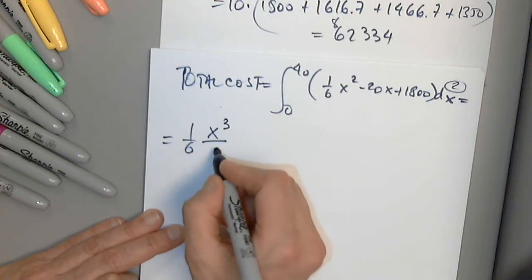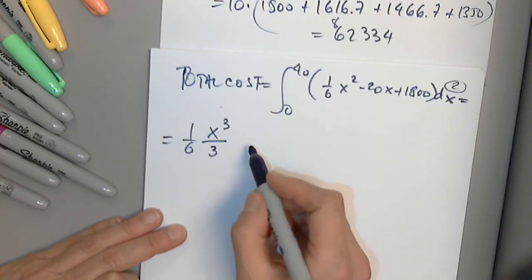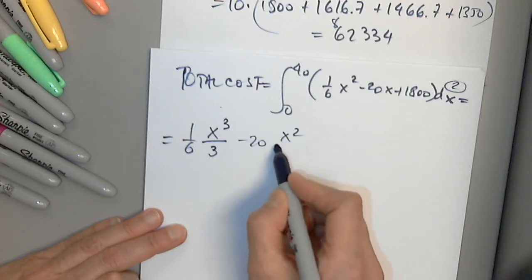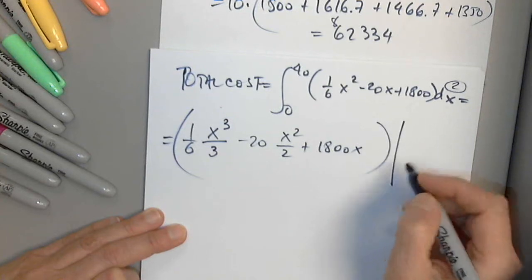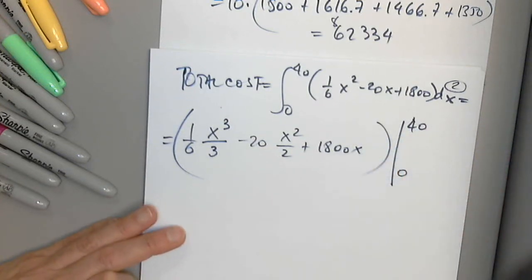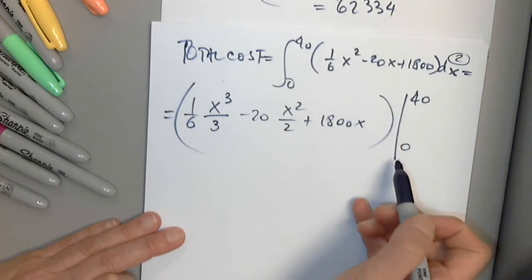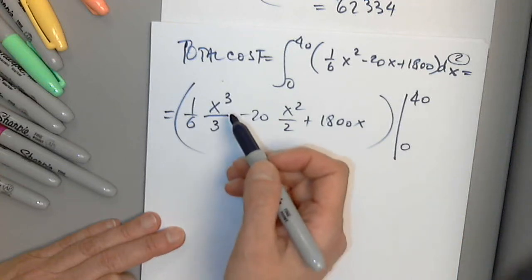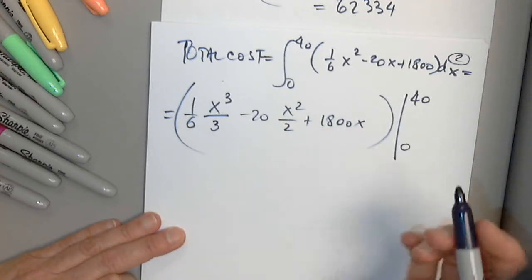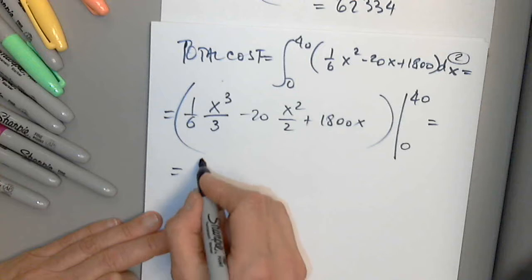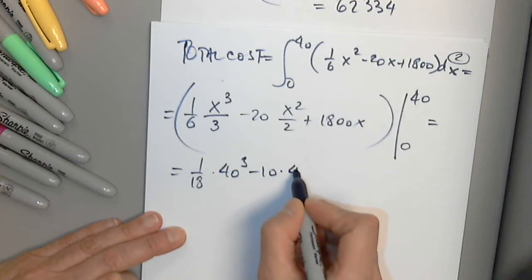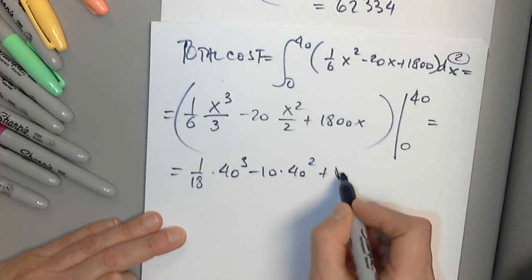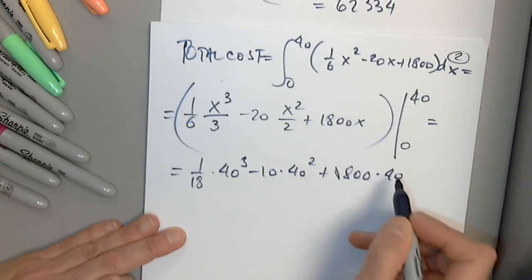1/18 x cubed, x cubed divided by 3. That's perfect. Minus 10x squared. Very good. Because it's a definite integral, I don't have to plug in 0, since everything becomes 0. All I have to plug in is 40. So 1/18 times 40 cubed minus 10 times 40 squared plus 1800 times 40.